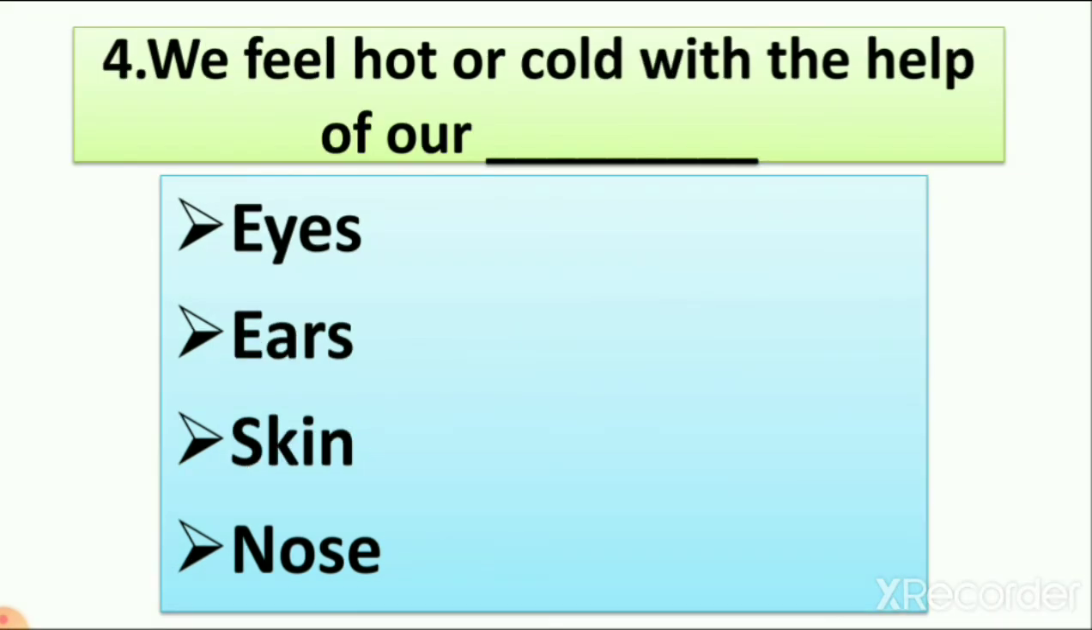So we can hear the voice of a train, but we cannot feel that the engine of the train is very hot with the help of our ears. So which body part helps us to feel hot and cold? It is our skin. So the answer is skin. We feel hot or cold with the help of our skin. The nose helps us to smell things, right?